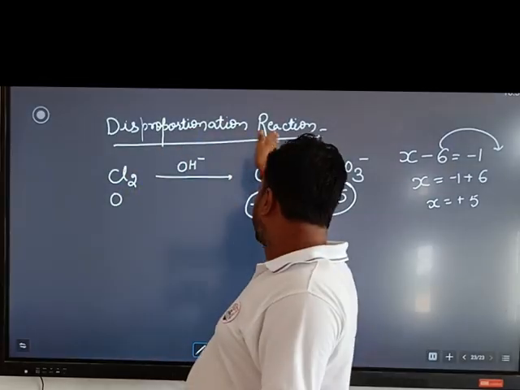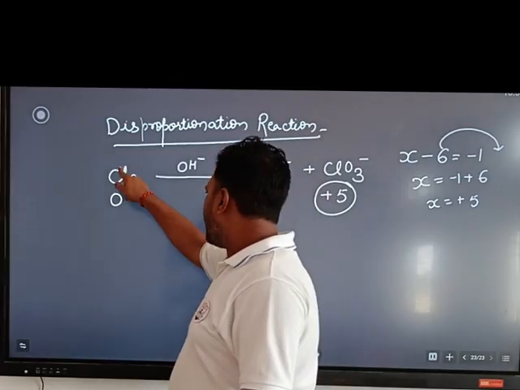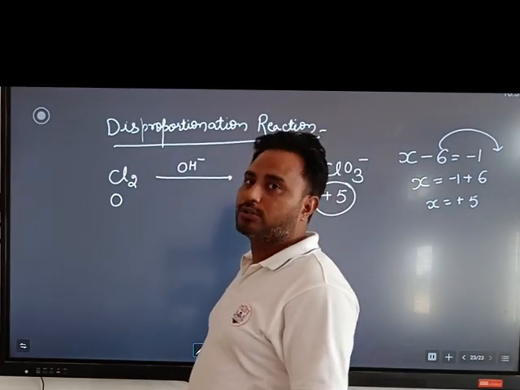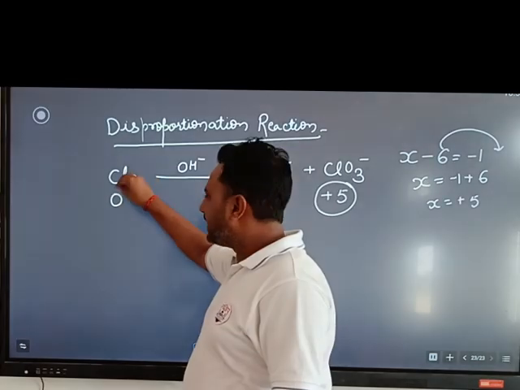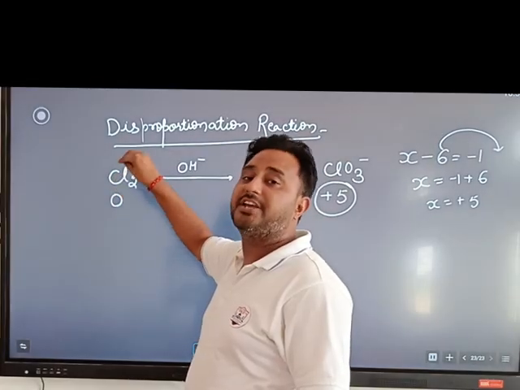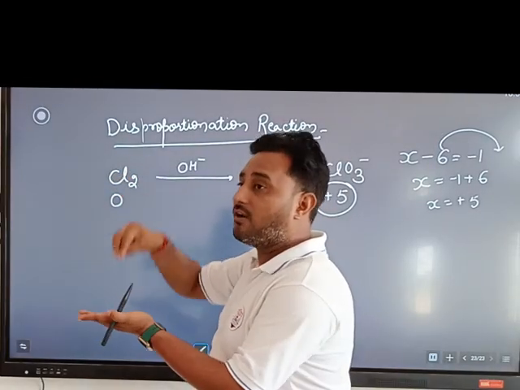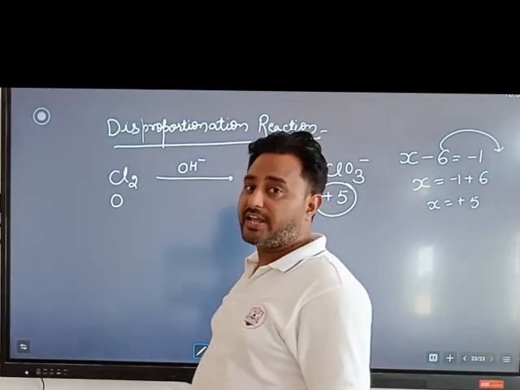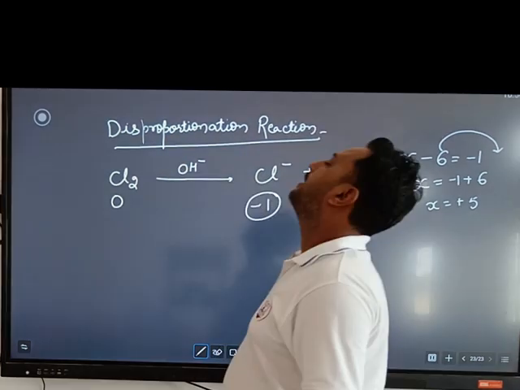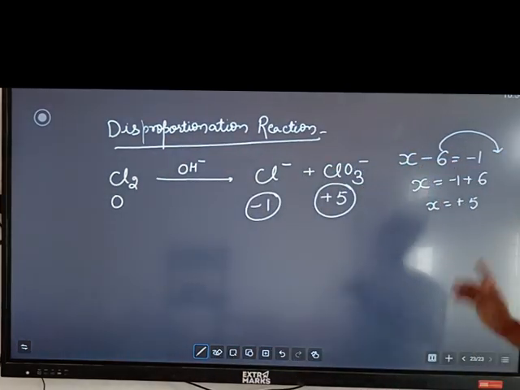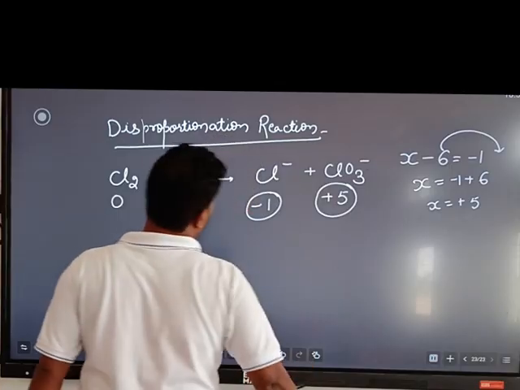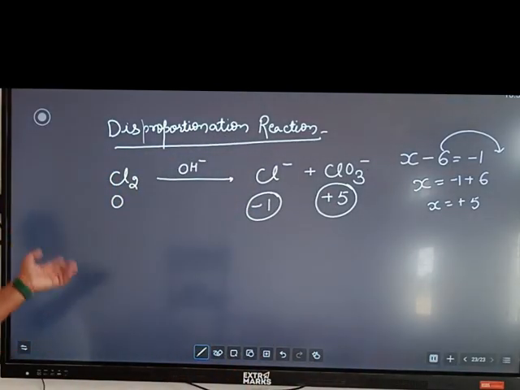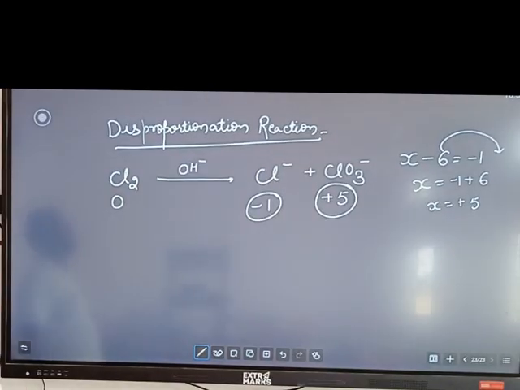So in this reaction oxidation number of chlorine of Cl2 decreases in Cl- and increases in ClO3-. In this way there is increase as well as decrease in oxidation number of a particular element in 2 different products. So this reaction is the disproportionation reaction. So after that, now we are going to balance this reaction.